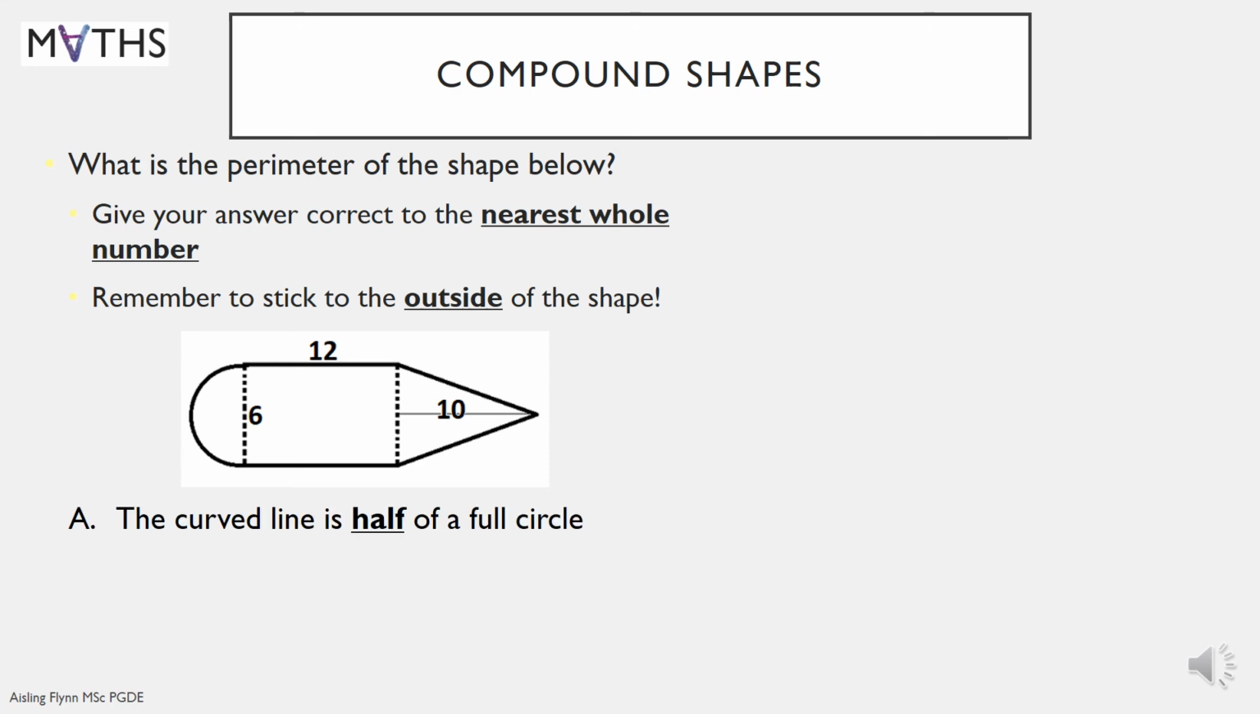Okay, so we're just sticking to the outside of the shape. They're the heavy black lines. Okay, we'll take them in stages. So first we're going to calculate the curved line, so the semicircle at the end. It's half of a full circle. Using our circle formula, we substitute for pi, and we use radius equals 3 because that 6 there is a diameter, so half of that is 3. And calculating there, I get 18.84, dividing it by 2 because it's only half a circle, I get 9.42.